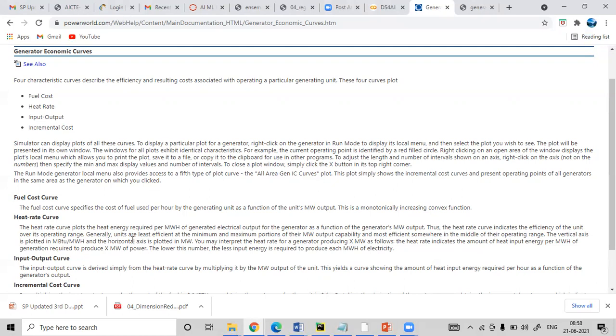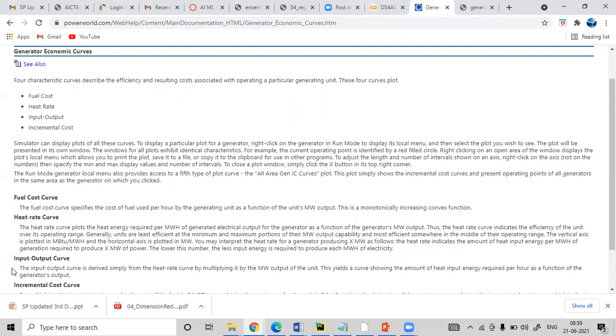Generally, units are least efficient at the minimum and maximum operation of their megawatt output, right? The efficiency of the curve is minimum, least efficient, at the upper and lower end of its curve, right? Upper and lower end means the minimum and maximum portion of the megawatt output.